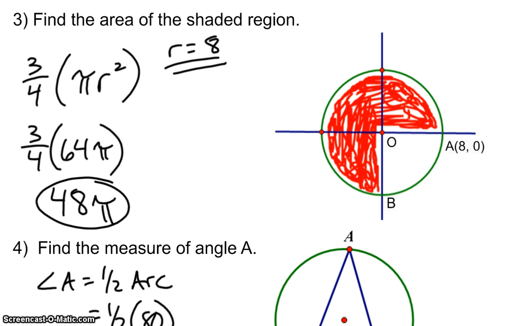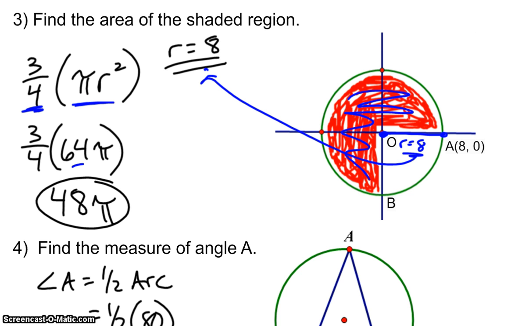The first thing we need to know in number 3 in order to find the area is the radius, the distance from the center to the point on the circle. It goes from the origin to 8, 0, which gives us a radius of 8. Now we can use that to find the area of the sector. We have 3/4 of the circle shaded here, so we need to find 3/4 of the circle's area. With a radius of 8, the area is 64 pi, so 3/4 of 64 pi gives us 48 pi.